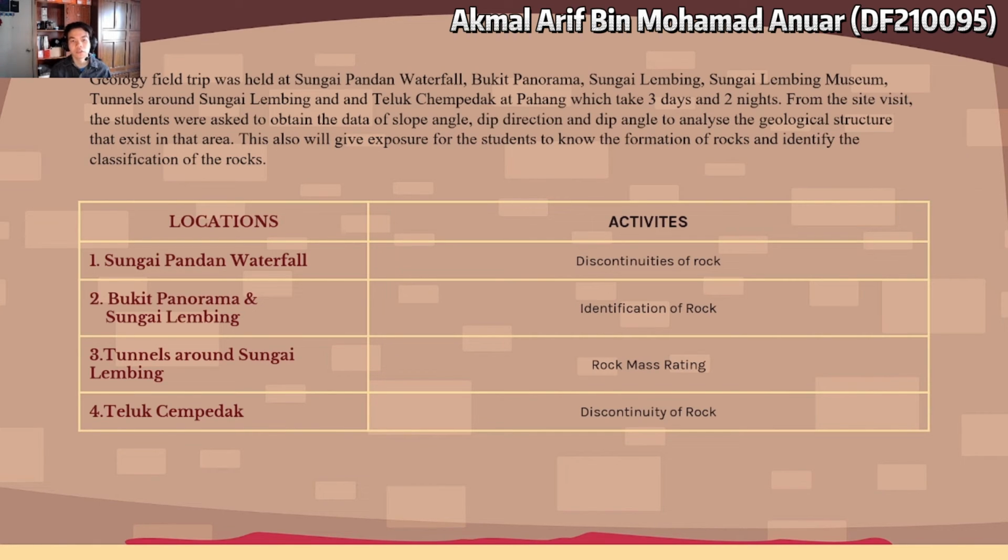This also gave exposure for the students to know the information about rocks and identify the classification of the rocks. We went to 4 locations at Pahang, which are Sungai Pandan Waterfall, Bukit Panorama at Sungai Lembing, tunnels around Sungai Lembing, and Teluk Cempedak. Each location had its own activities. At Sungai Pandan, we did the discontinuity of rock. At Bukit Panorama and Sungai Lembing, we did the identification of rock, tunnels, and rock mass rating (RMR), and at Teluk Cempedak, we did the discontinuity of rock.